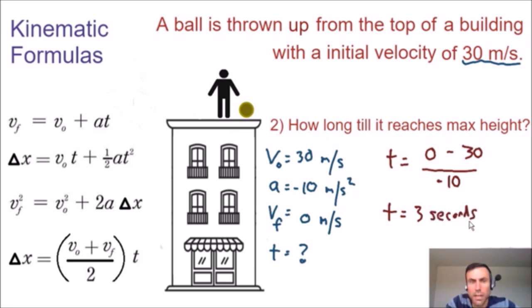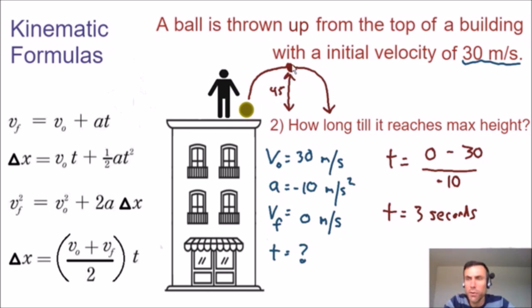All right, so what does this mean? This means that if this person throws the ball upwards at a velocity of 30 meters per second, and then it reaches a maximum height and then starts coming down, it's going to take 3 seconds for that ball to reach its maximum height. And we know that this distance from our last video is also equal to 45 meters. So it takes 3 seconds for the ball to reach a height of 45 meters before it starts coming down.